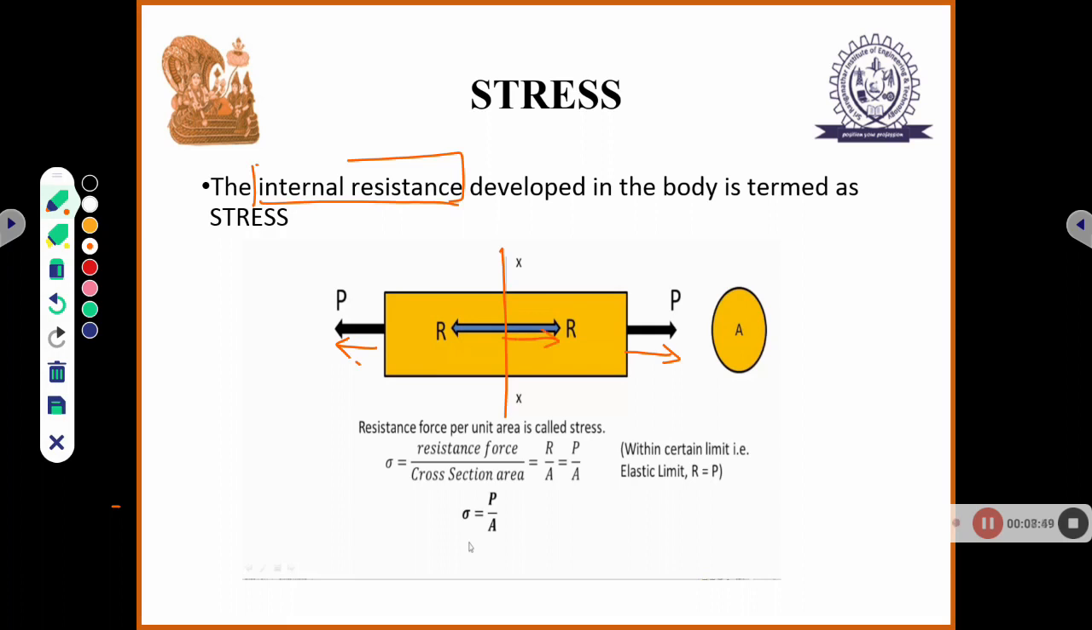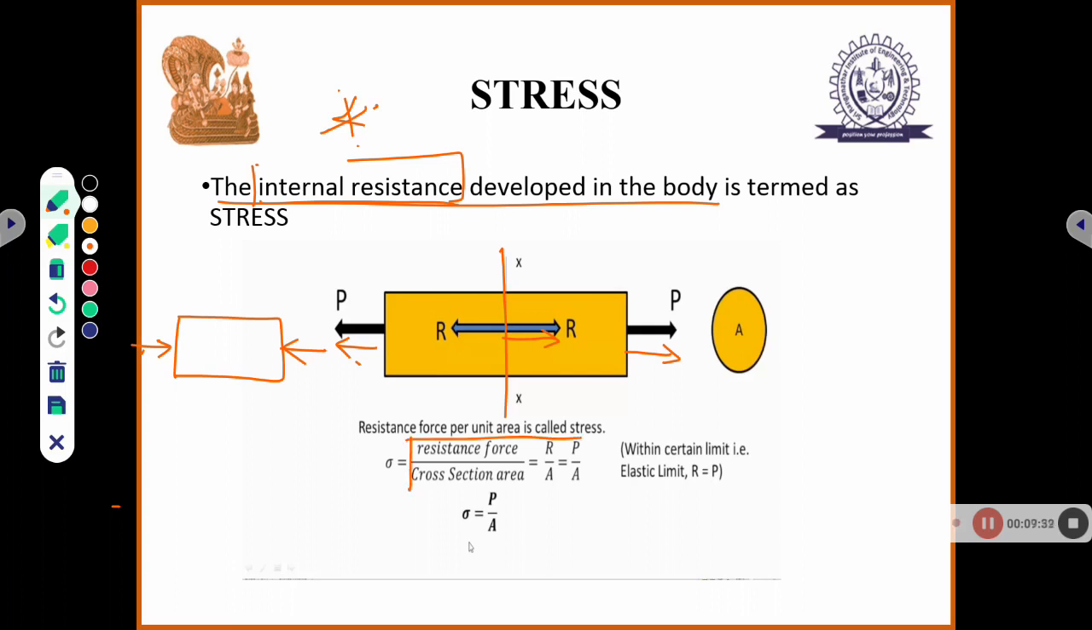In simple words, I have already told you, this is known as Newton's third law: for every action there will be an equal and opposite reaction. That is known as stress. Stress is nothing but a simple sentence. In one sentence we define stress as the internal resistance developed in a body. Nothing serious. This is an important 2 mark question for unit 1: define stress.